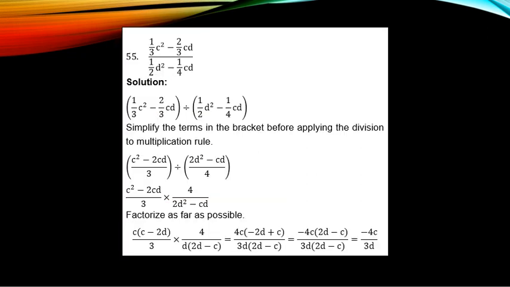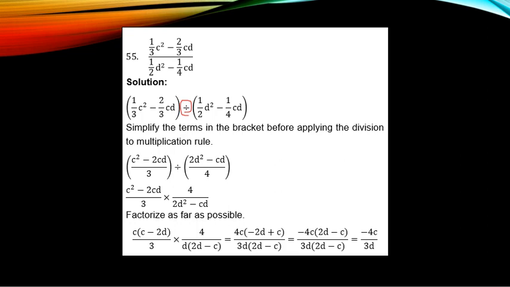Example 55. You have 1/3c square minus 2/3cd all over 1/2d square minus 1/4cd. The numerator is fractional, likewise the denominator. So let's convert the division line to division sign to enable us simplify easily and effectively. The numerator has the same denominator of 3.